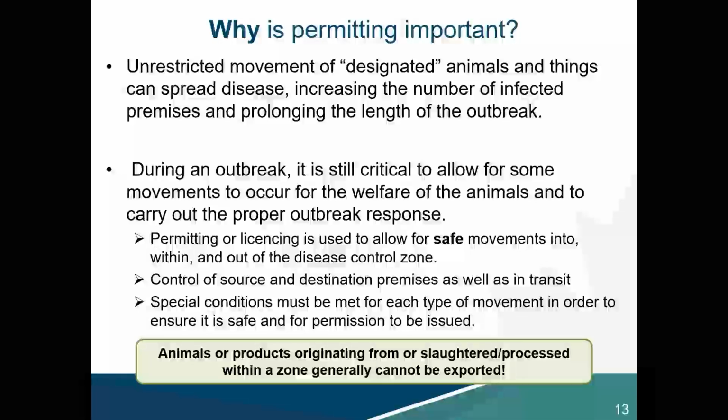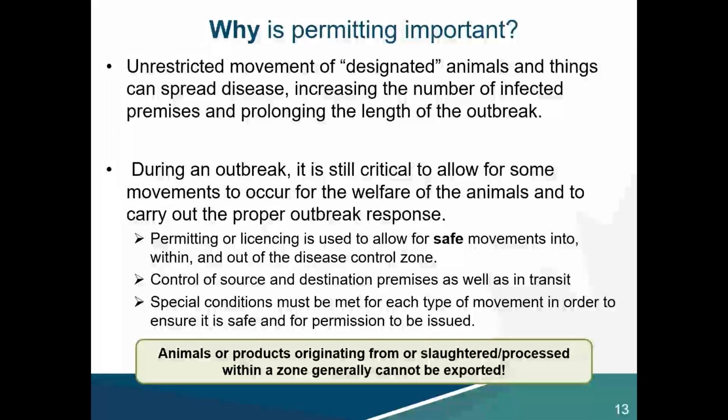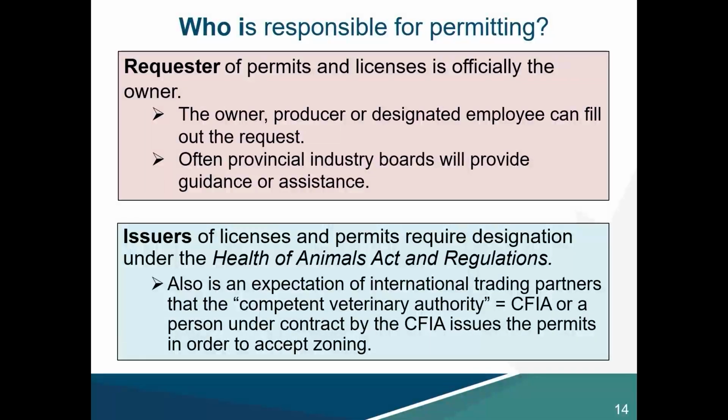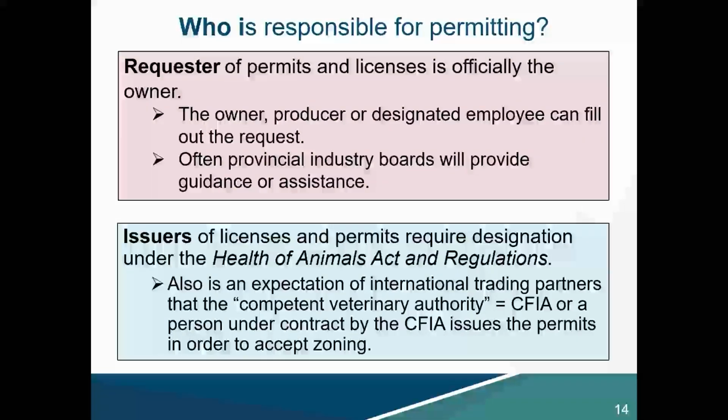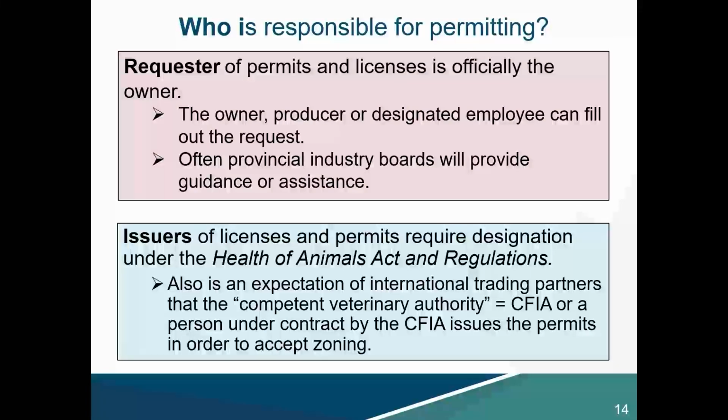What is the relationship between permits and zoning? Well, when I have a zone, I know that I have restrictions, and so in order to allow certain essential movements for the well-being of the animal, I have to do this with a permit. And the goal with the permit is to give a secure movement. And so how do I do this? Well, I can require certain things before issuing my permit to ensure that the movement is in compliance with the maximum possible safety for a movement.